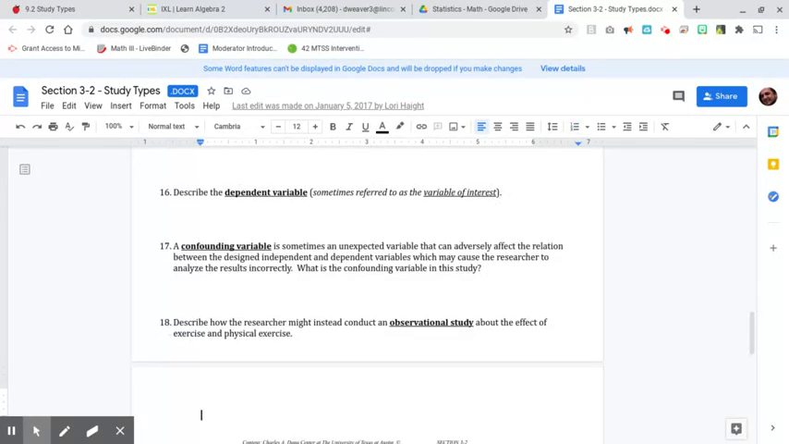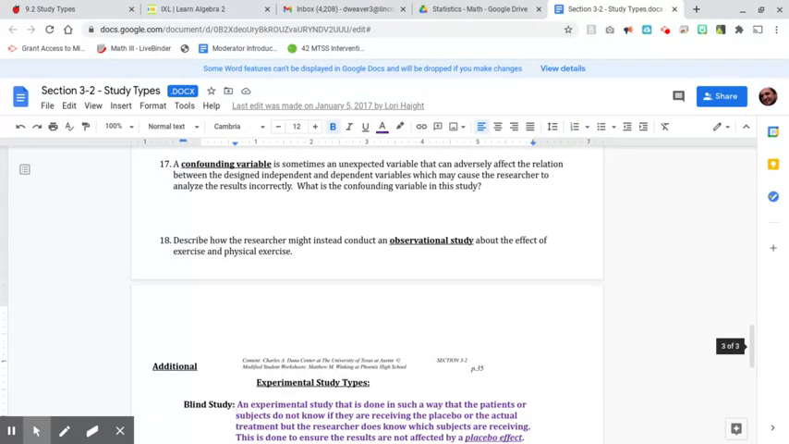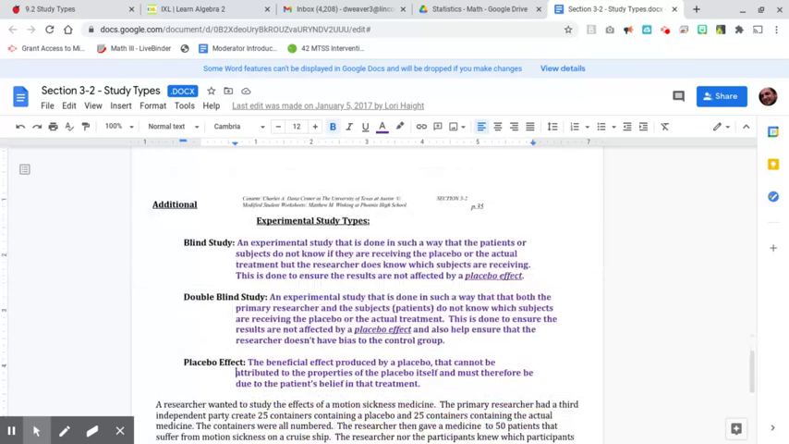So how could the researcher maybe use an observational study instead of an experiment? So what could they do in an observational study? What could you go and ask students that might give you the same results?